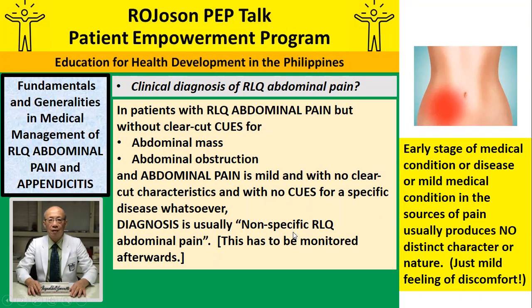So why, okay, the reason for making such a non-specific diagnosis is that the early stage of the medical condition or disease, or just a mild medical condition in the sources of pain, produces no distinct character or nature. So that's why it's hard to determine whether there is a specific disease or not, okay? A lot of times the patient will just feel some feelings of discomfort, okay? So you cannot really identify the disease itself. So most of the time, it will turn out to be a non-specific right lower quadrant pain.